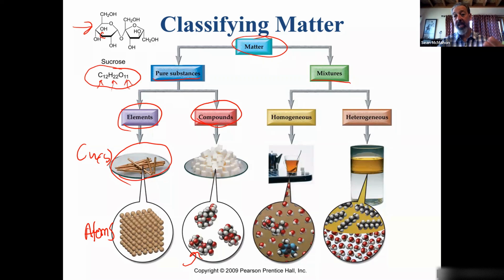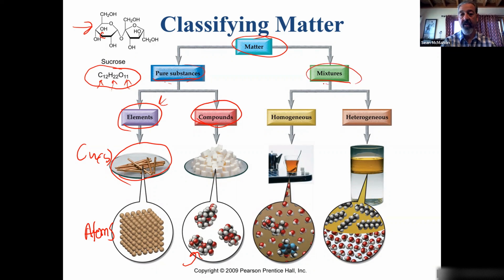Okay, now we can break the structure. The structure can undergo combustion and change into simpler pure substances like elements, but this is a pure substance. When I say sucrose, it is this molecule, okay?